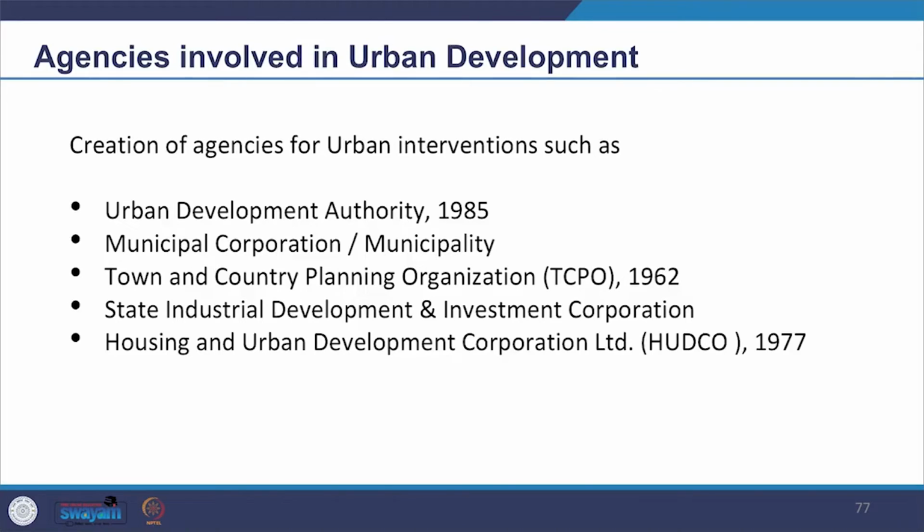Further, we find urban agencies coming in. We see the creation of agencies of urban intervention such as the Urban Development Authority in 1985. We see municipal corporations and municipalities coming later on. In this time, the Town and Country Planning Organization came up in 1962, along with the State Industrial Development Investment Corporation. Further, we see the Housing and Urban Development Corporation Limited, HUDCO, which came up in 1977.